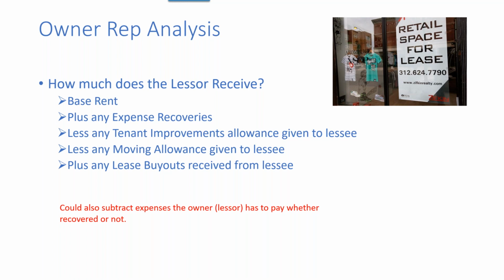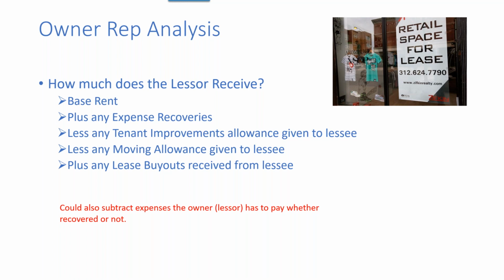So you're usually up front giving the tenant some money that kind of offsets what you're going to collect in future rent payments. There may also be some moving allowances that you're giving to the lessee. May even be some lease buyouts that you're receiving from the lessee.